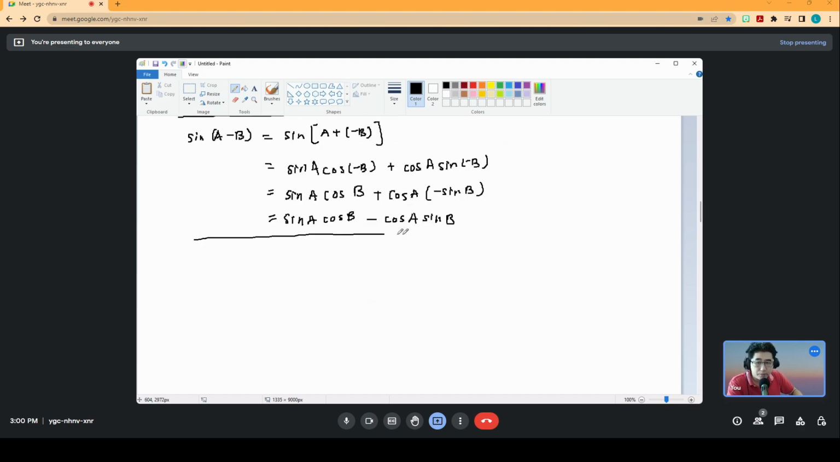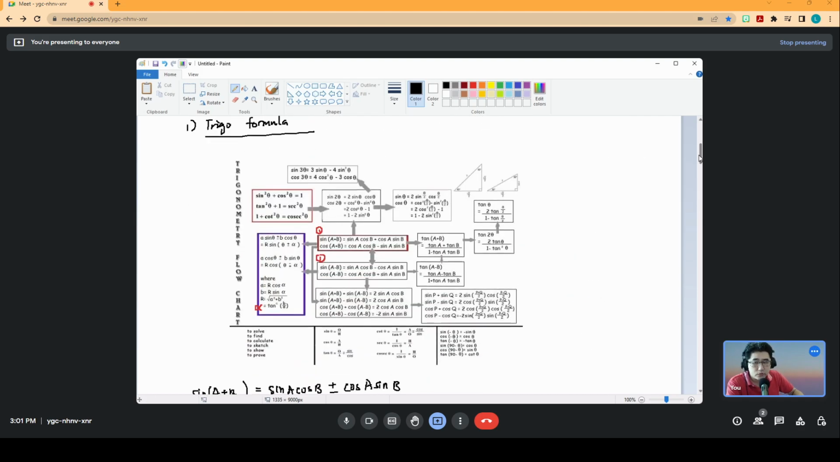Then from here, we come to tangent A plus B. Okay, so now comes to this diagram. What exactly is this diagram trying to tell us? This diagram tells you how we create one formula from the other. This is a flow chart. So we can use this flow chart to memorize how to get one formula from the other.